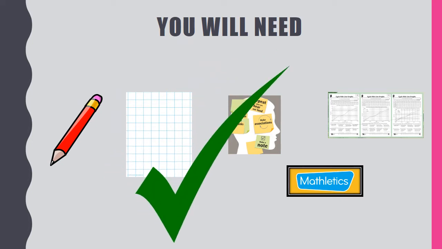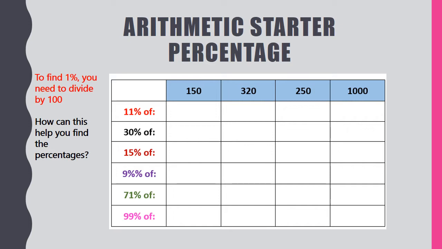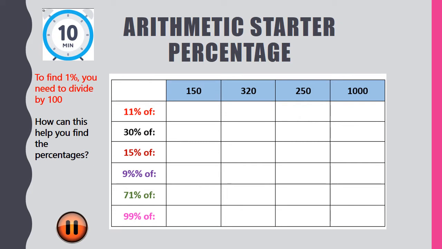Brilliant, let's get started. So for our arithmetic starter today, throughout the week I've been putting help around our arithmetic starter to help you, but today I'm not going to do that. I want you to start off by finding 1% of each of the amounts: 1% of 150, 320, 250 and 1000, and then using that to help you find 11, 15, 9, 71 and even 99%. Now for 99% you might think about how you'll take that 1% away from the total instead. And for 30% you'll need to first of all find 10% and then make sure you multiply that by 3. So remember to pause the video, set your 10-minute timer and off you go.